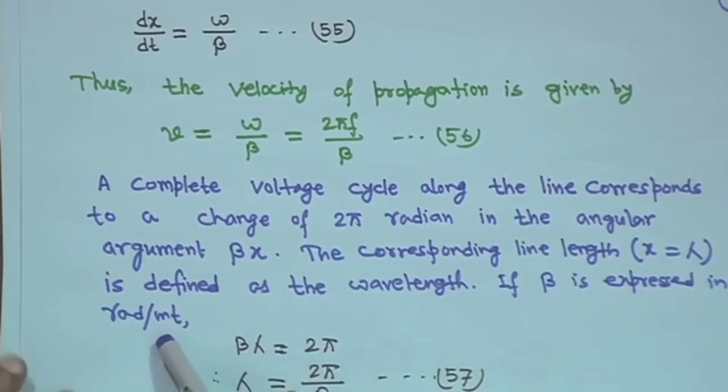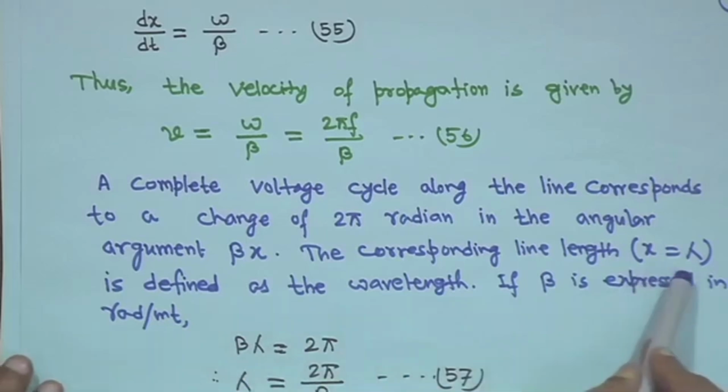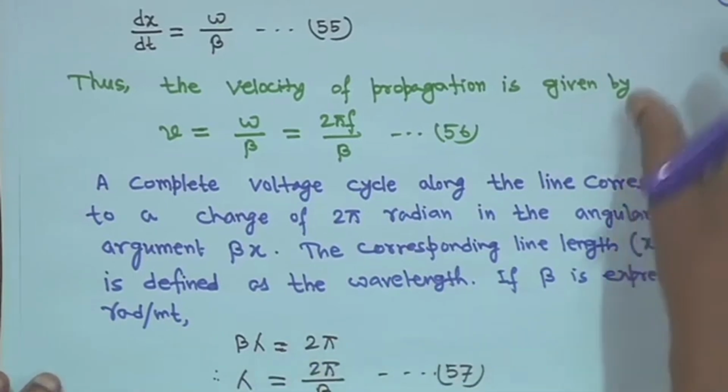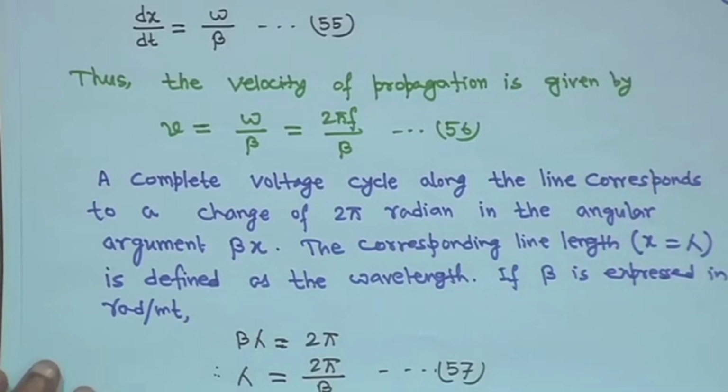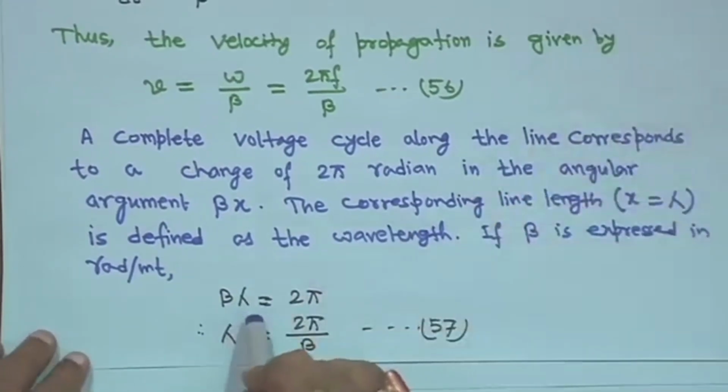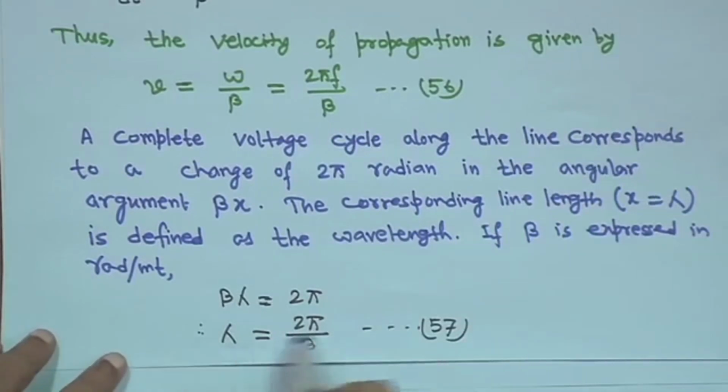If beta is expressed in radian per meter, that means a complete voltage cycle along the line corresponds to a change of 2 pi radian in the angular argument beta x. So the corresponding line length x is equal to lambda, defined as the wavelength. That means if beta x is equal to 2 pi, then x is equal to lambda. That is why when x is equal to lambda, beta lambda is equal to 2 pi. So wavelength lambda is equal to 2 pi by beta.